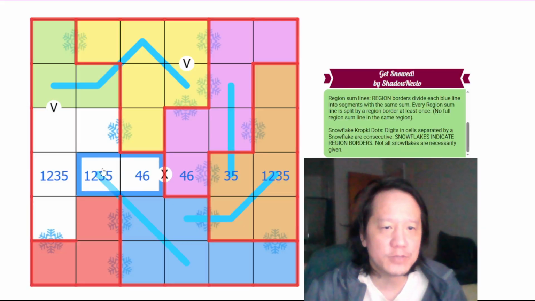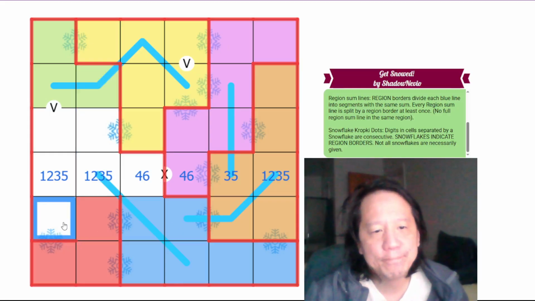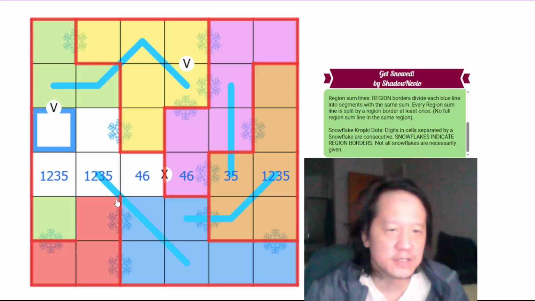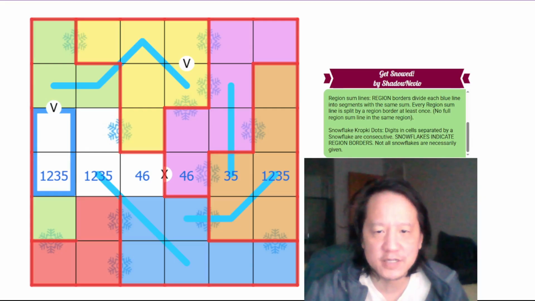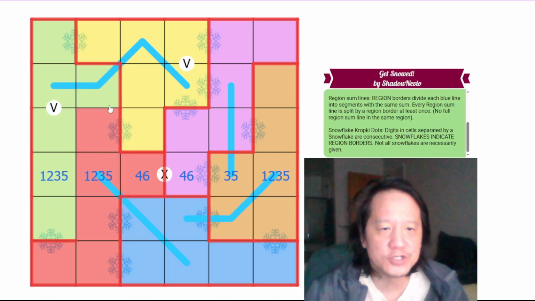This can only be, well, it could be green. We don't know, actually. This has to be green, though. Okay, so then since this is green, it must connect to the rest of the green. And it cannot connect this way because then this cell would not have a region, so it has to connect this way. Therefore, the rest of this is red. And we have all of our regions.